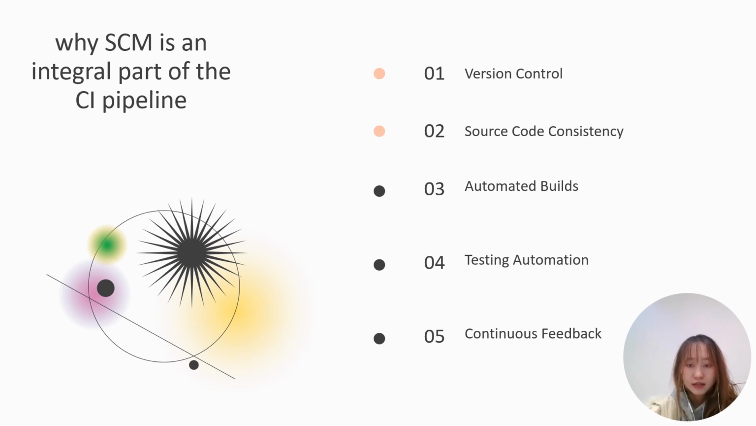And next is test automation. The CI stores test scripts and other testing-related artifacts. And the last one is continuous feedback. SCM records history of changes, providing a basis for understanding when and why changes were made. And the CI provides continuous feedback on the quality of the code by running automated builds and tests.